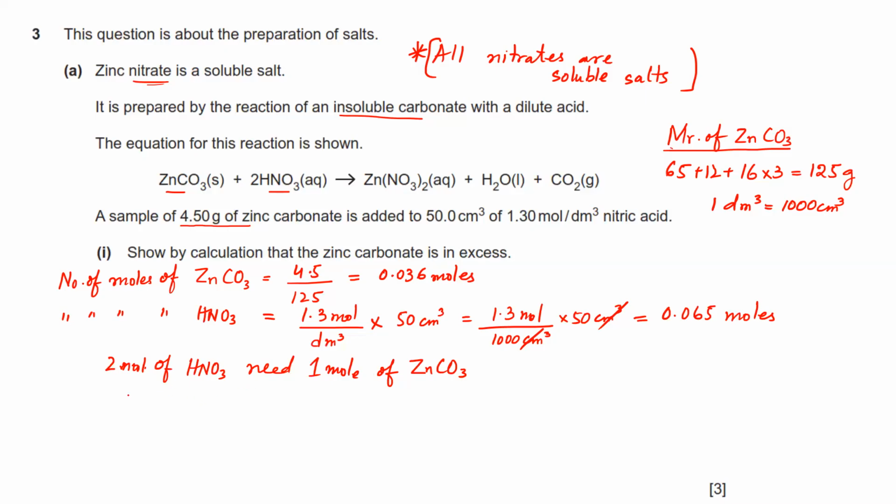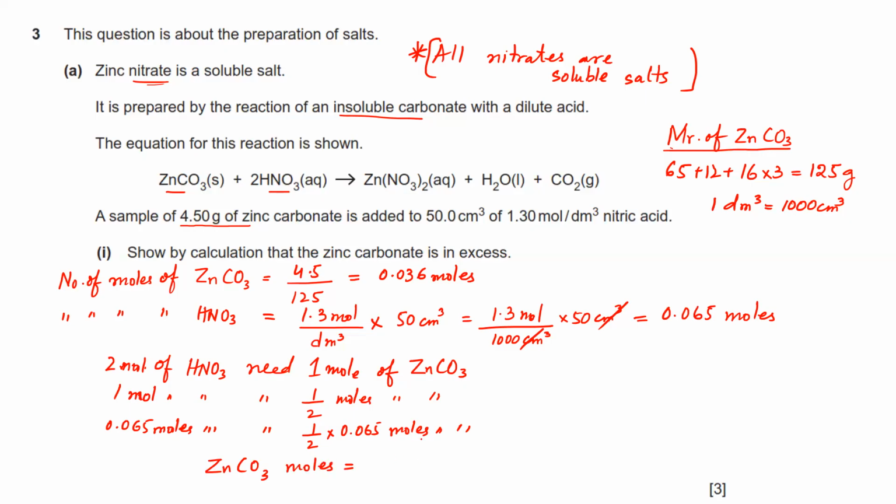So 2 moles of HNO3, it means we can also write 1 mole of HNO3 will need 1 by 2 moles of zinc carbonate, or we can say 0.065 moles of HNO3 will require 1 by 2 into 0.065 moles of zinc carbonate. So the zinc carbonate moles are equal to 0.0325 moles, which are used. The number of moles which are used is this.